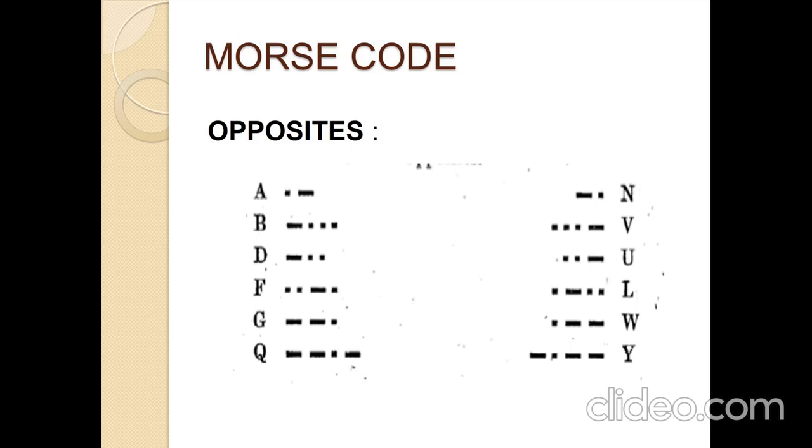A, did da. For N, da did. B, da did da did. For V, did did did da. For D, da did did. For U, did did da. F, did did da did. For L, did da did did. For G, da da did. For W, did da da. For Q, da da did da. For Y, da did da da.